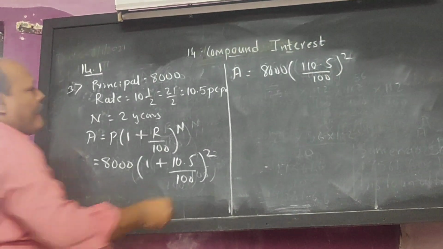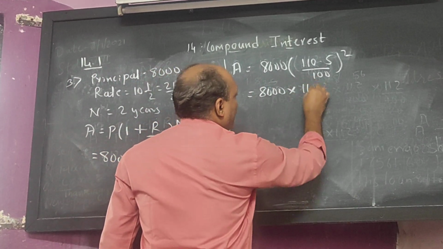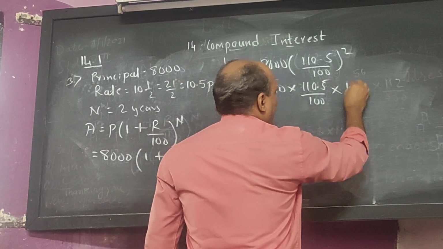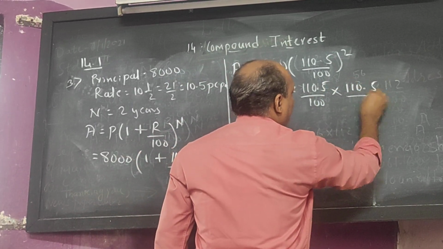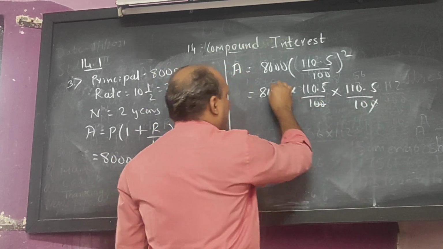Now, 8,000 into 110.5 upon 100 into 110.5 upon 100. Those zeros cancel and you get the answer. I hope all of you understood it.